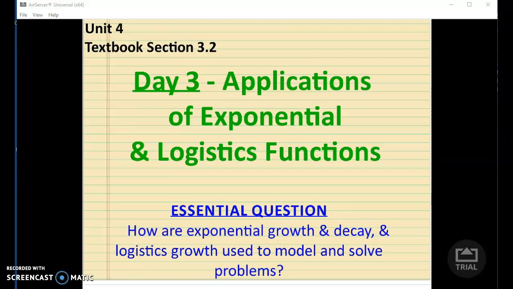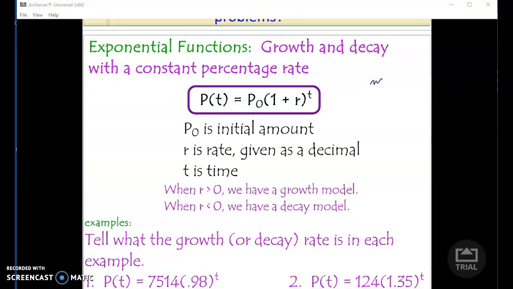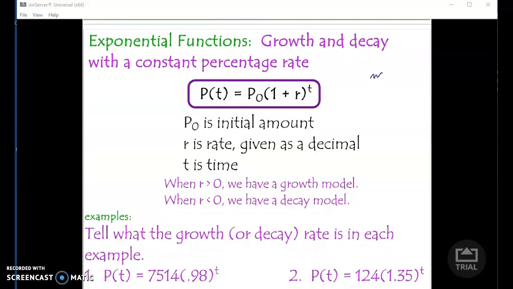So for day 3, we're going to look at some applications of exponential and logistic functions. You are going to need your calculator for most of these problems, so make sure you can pull that up on your Chromebook or get your graphing calculator out. Okay, so we talked about growth and decay.